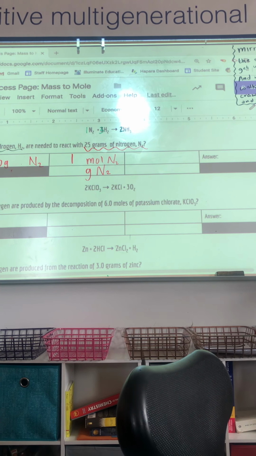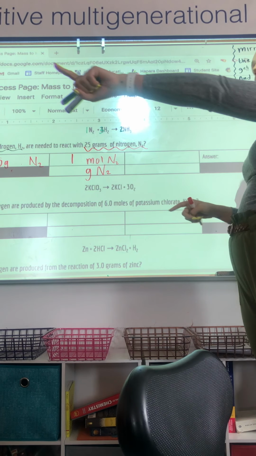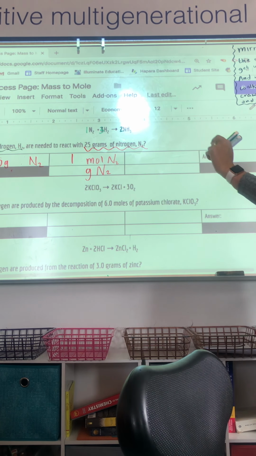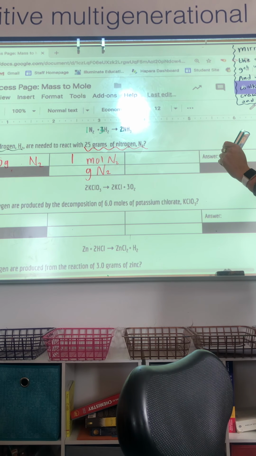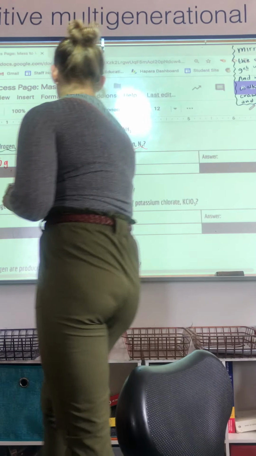Where do I find the amount of grams? The periodic table, and the atomic mass. So if I look on my periodic table, I'm going to find that this N has a mass of 14.01. So what's the molar mass of N2? 14. That's the molar mass of N. What's the molar mass of N2? 28.02.